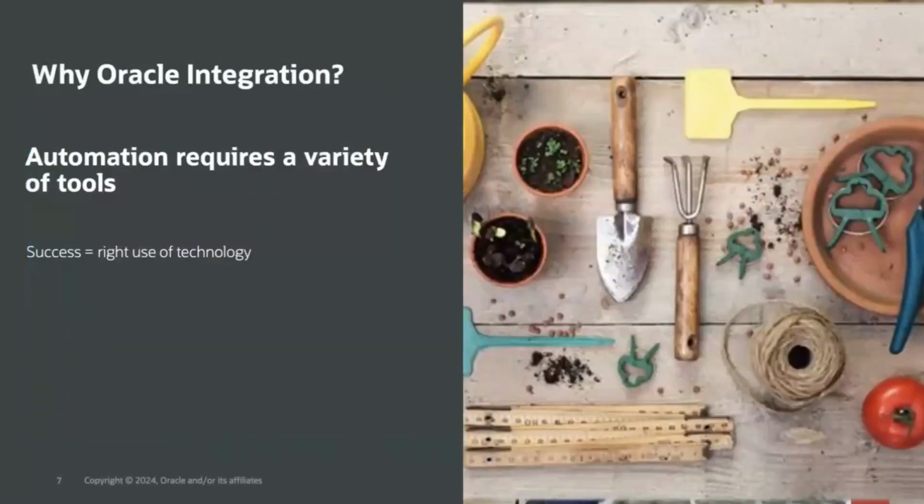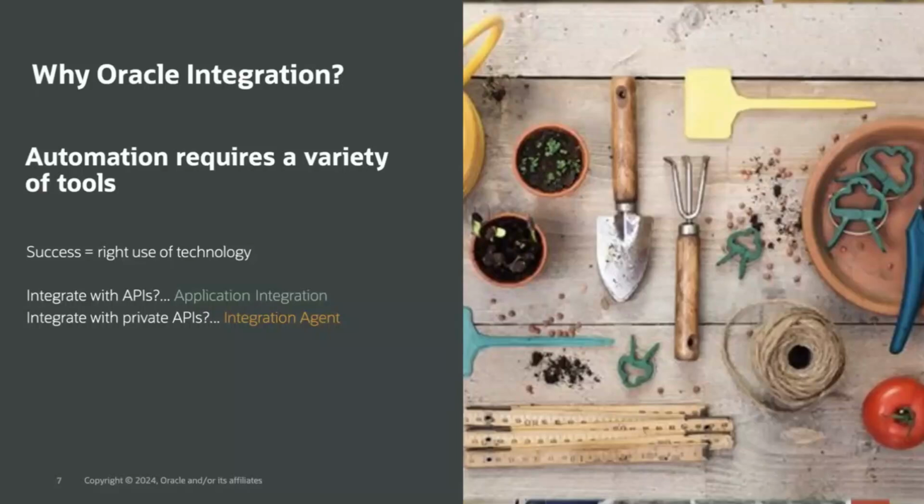Now let's talk about why you would use this. When we talk about automation, it requires a variety of tools. There's no one tool that does everything that you require. What we've seen is that success is directly proportional to the right use of technology. If you use the right tool, you get to the desired success pretty quickly. That's why if you need to integrate with APIs, use the application integration. That's the heart of the tool.